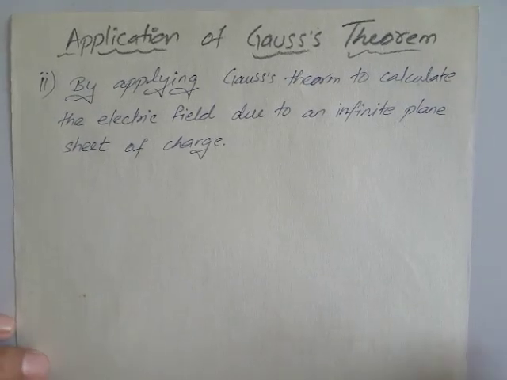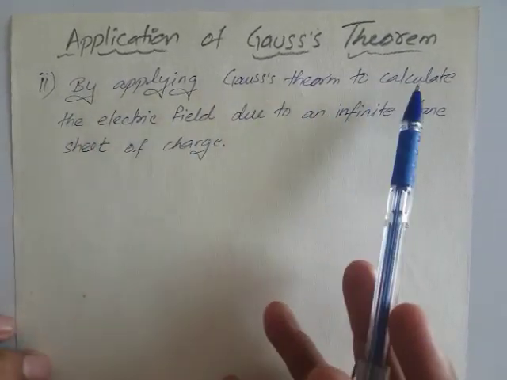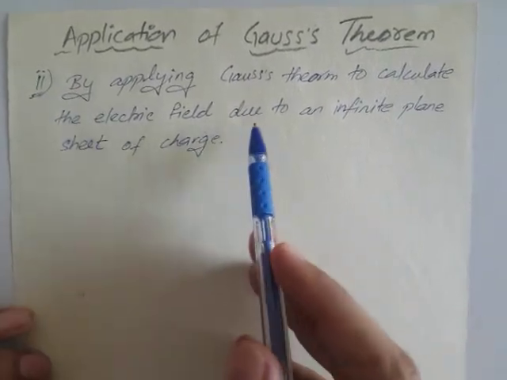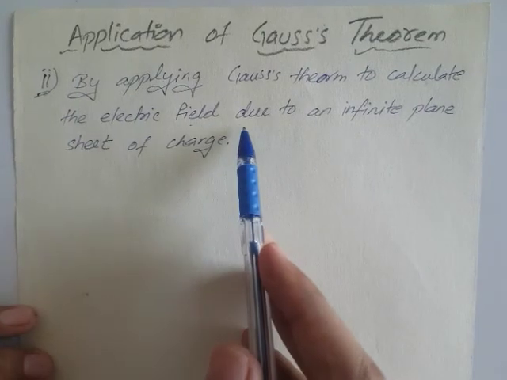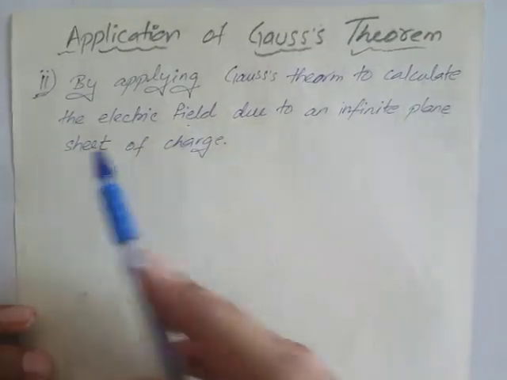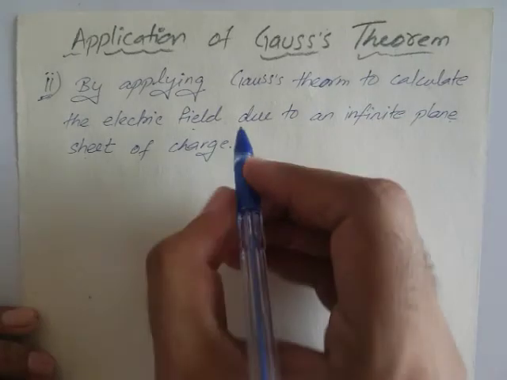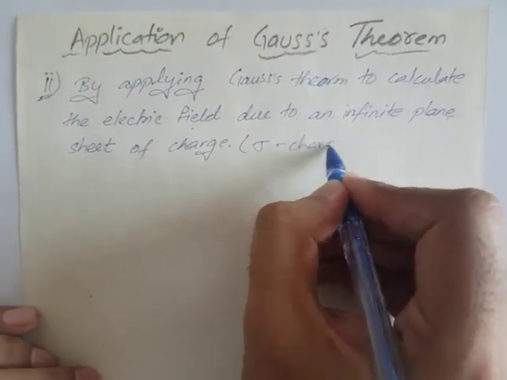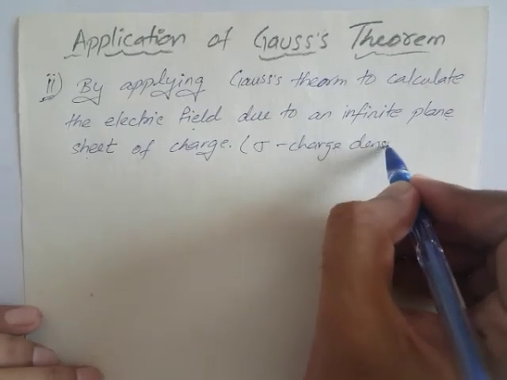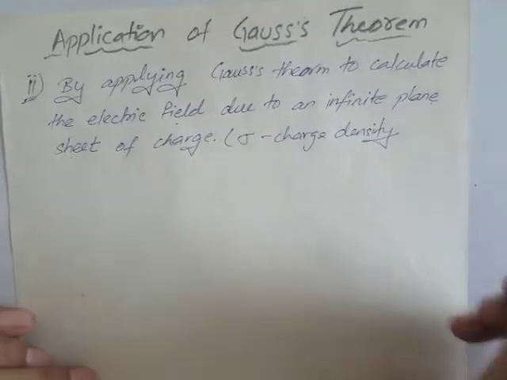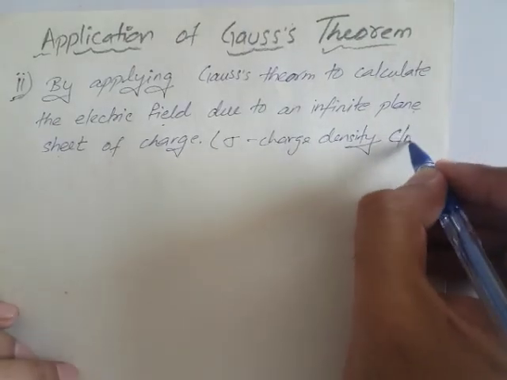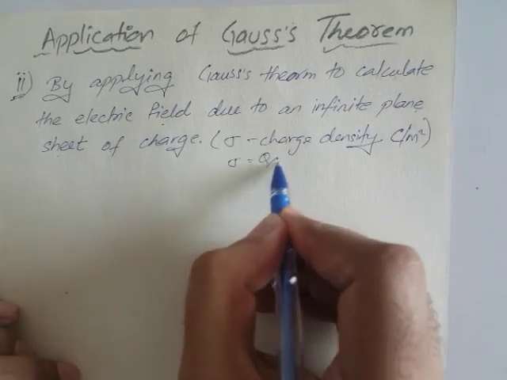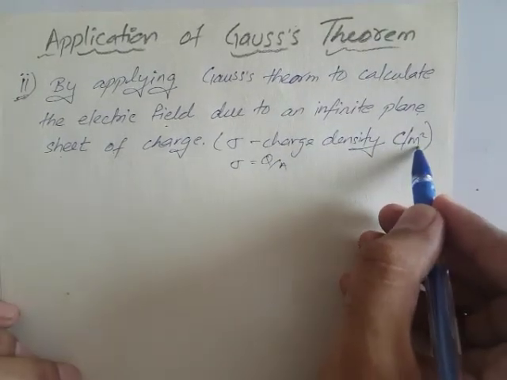Hello, once again we are starting with application of Gauss theorem, and here we are going to cover its second application, that is applying Gauss theorem to calculate the electric field due to an infinite plane sheet of charge. Here we take the charge density as sigma, and its unit is coulomb per meter square, because sigma is Q upon A.